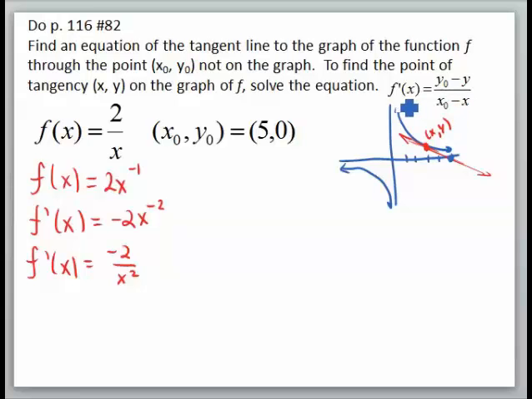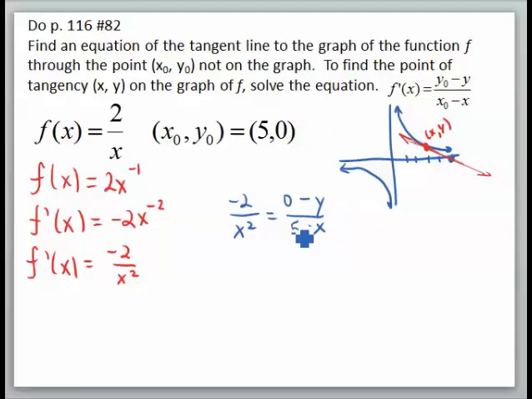So what I'm going to do is I'm going to say, well, f prime of x is negative 2 over x squared. We're supposed to set this equal to y sub 0, which is 5. Nope, not 5, I'm sorry. Y sub 0 is 0. Minus, we're going to find this y coordinate, over x sub 0, which is 5. Minus, we're going to find the x.